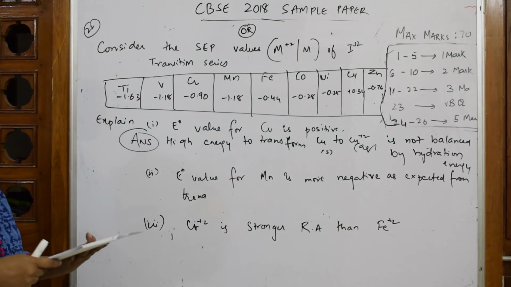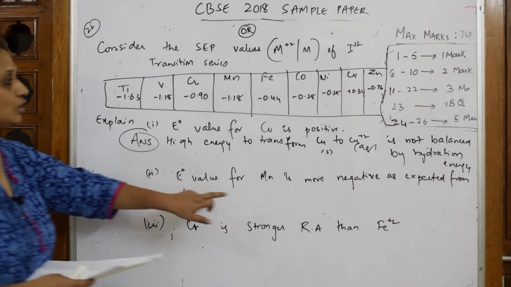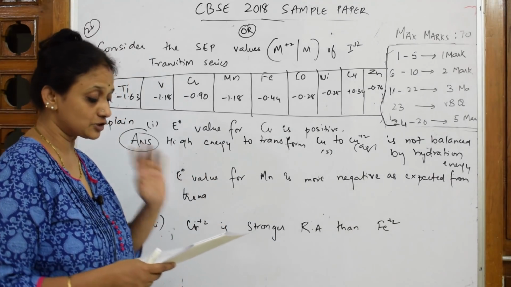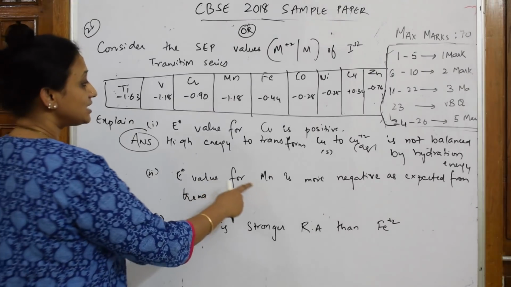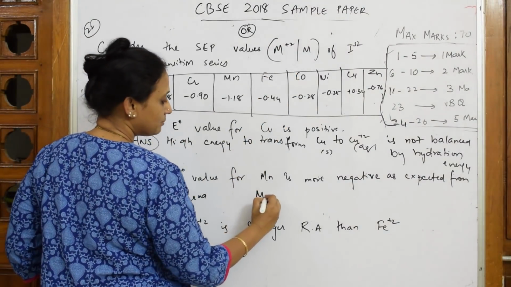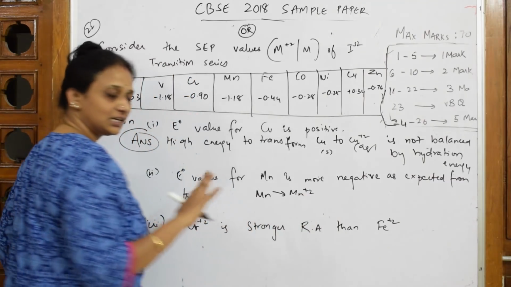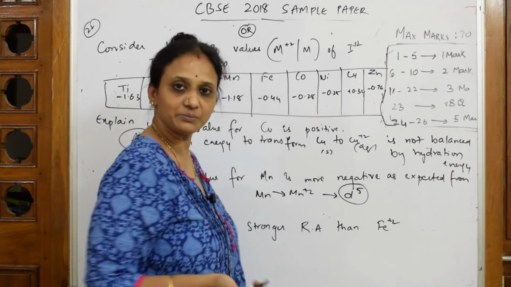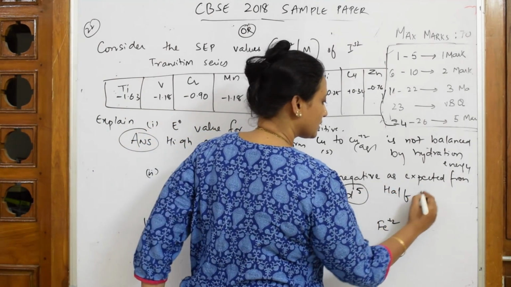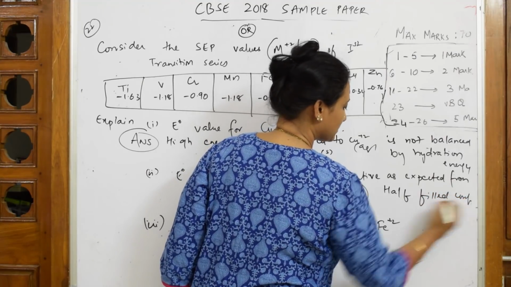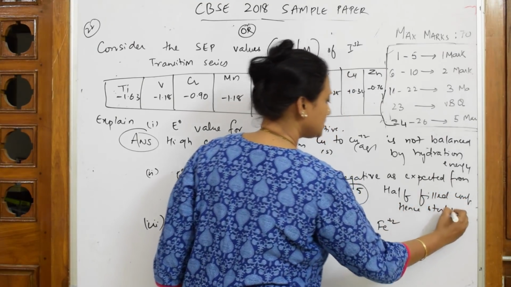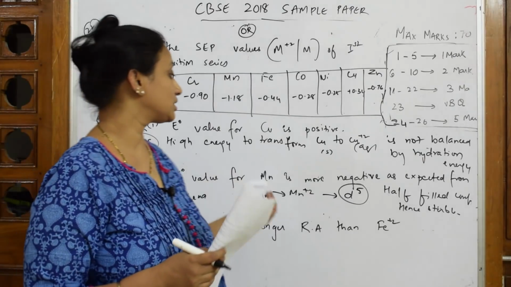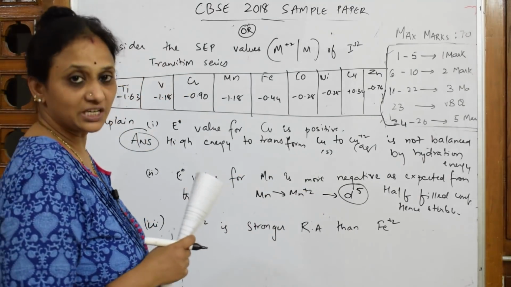Done. Next one, the E0 electrode potential value for Mn is more negative. This is minus 1.18. Why is it so? They're asking. So you have to speak in terms of configuration only. From Mn to Mn plus 2, after losing 2 electrons, the electronic configuration will attain d5 configuration. d5 means half-filled configuration, hence stable. So when it is stable, obviously we understood this concept earlier also, you'll have more negative potentials, isn't it? To take out that electron from there.